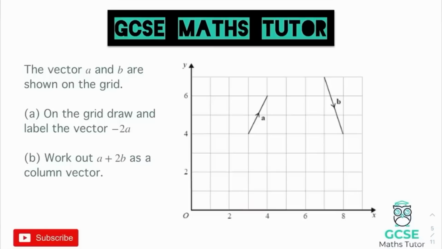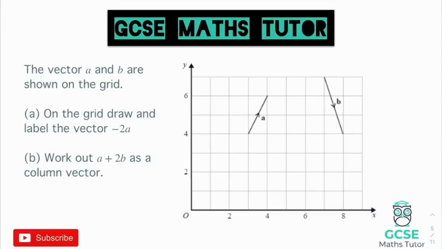Okay, so for these next few questions, we've got some visual vectors that we can actually see drawn on a grid. And it says in the question here, the vector A and B are shown on the grid. And we've got vector A that we can see there going sort of upwards to the right, and vector B that we've got going downwards to the right as well. And it says for part A here, on the grid, draw and label the vector minus 2A. Now obviously 2A will just be double the distance of A. The fact that it's put a minus in there means it's going in the opposite direction. So instead of our arrow pointing upwards, it's going to be kind of coming downwards to the left.